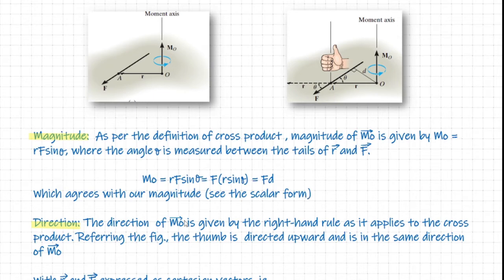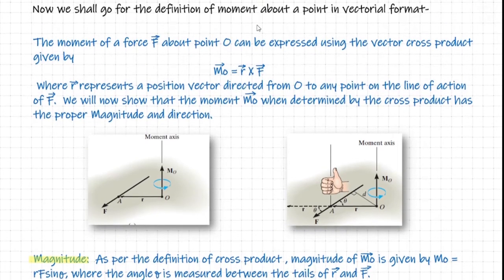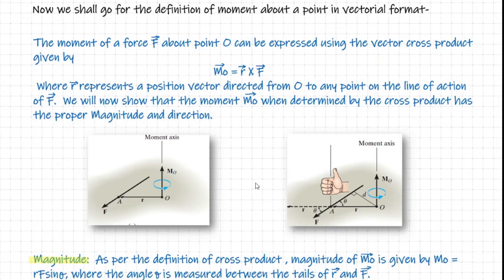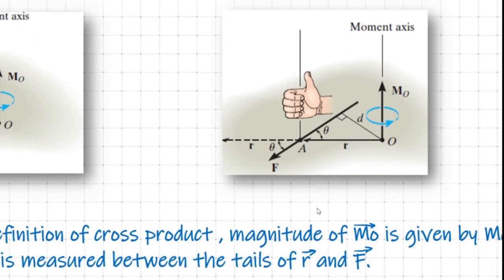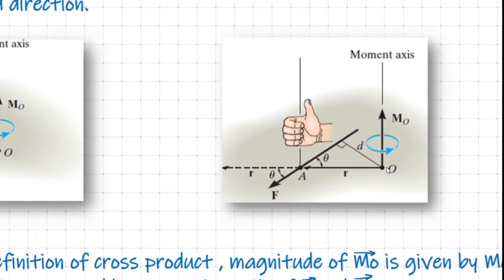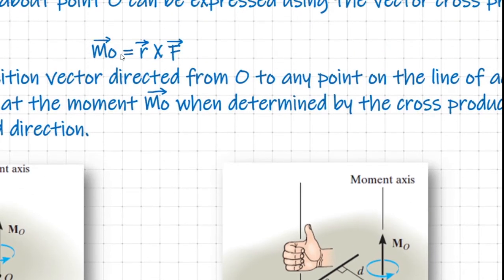Now let us talk about whether R cross F provides us the right direction or not. Looking at this figure, this is R cross F. As we have already discussed in the earlier session, MO is a vector. It should pass through the point O, and it should be perpendicular to the plane containing R and F. When we carry out R cross F, we obtain vector MO. This is what is written here: vector MO is R cross F.